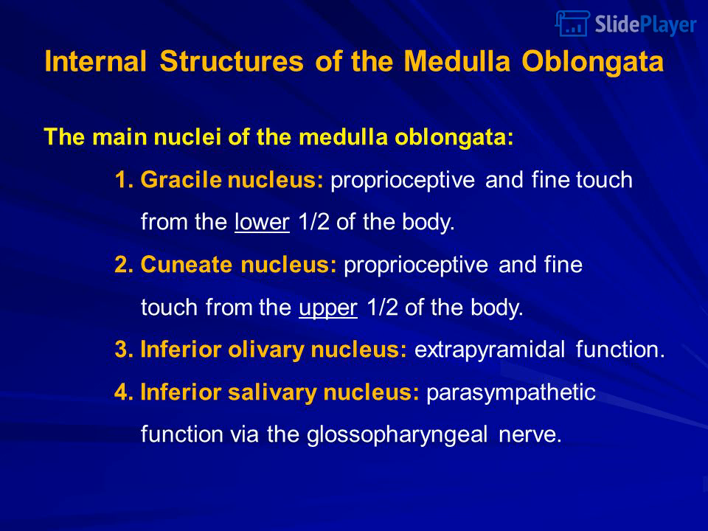Internal structures of the medulla oblongata. The main nuclei of the medulla oblongata. 1. Gracile nucleus, proprioceptive and fine touch from the lower half of the body. 2. Cuneate nucleus, proprioceptive and fine touch from the upper half of the body. 3. Inferior olivary nucleus, extrapyramidal function. 4. Inferior salivary nucleus, parasympathetic function via the glossopharyngeal nerve.